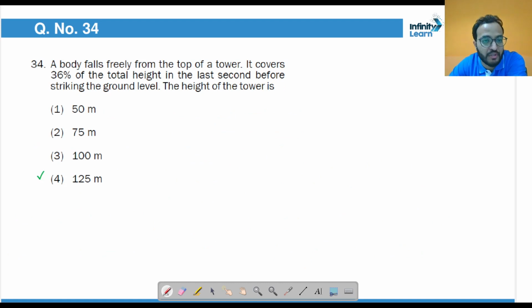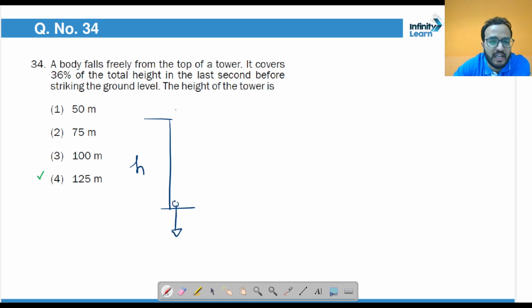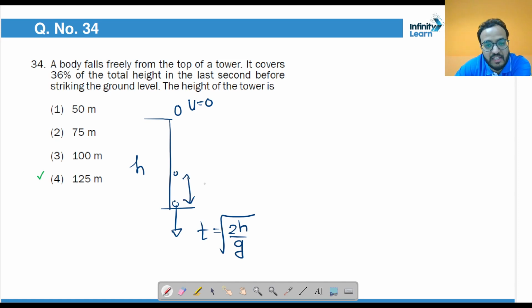34. This is a good question. See, an object drops from a certain height. So it reaches the bottommost point in how much time? If u is 0, the time is root over 2h by g. And in the last 1 second it covers 0.36 h. So what is the distance it covered in t minus 1 time? In t minus 1 time it covered 0.64 h.